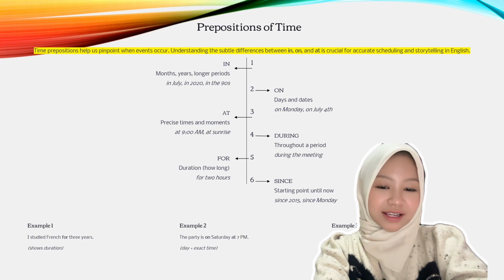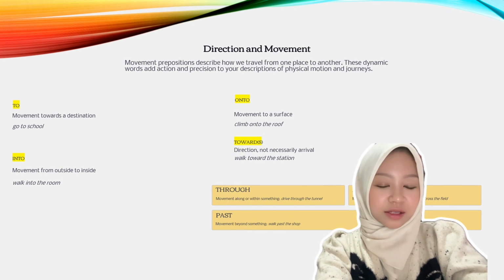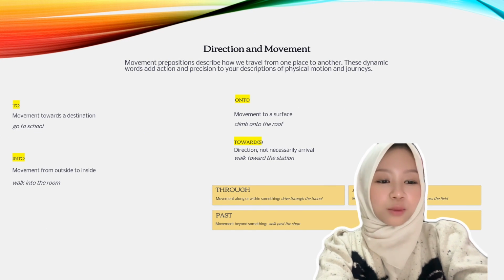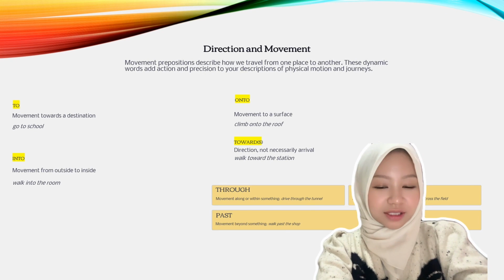or at sunrise. There are also during, for something that happens inside a time period, for the duration, and since for a starting point. When something is moving, different prepositions show how or where it moves. To means going toward a place. For example, go to school.